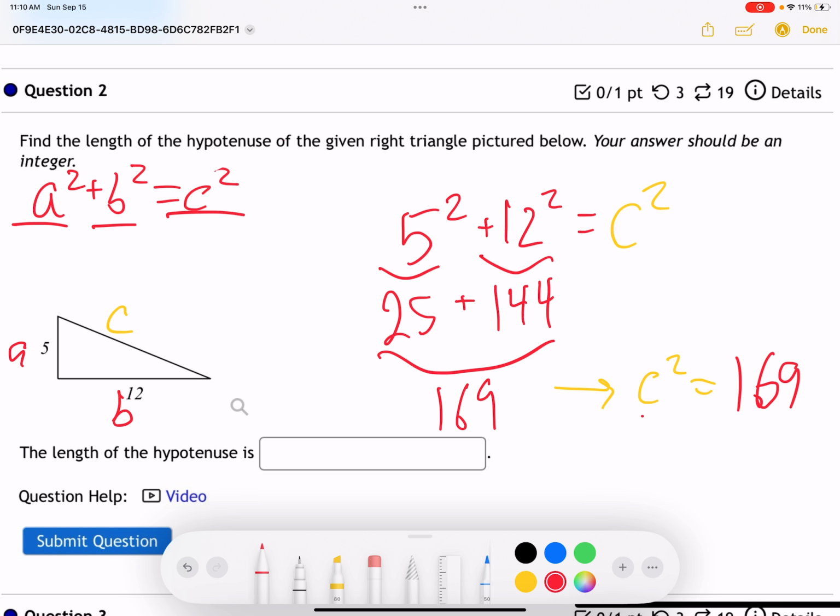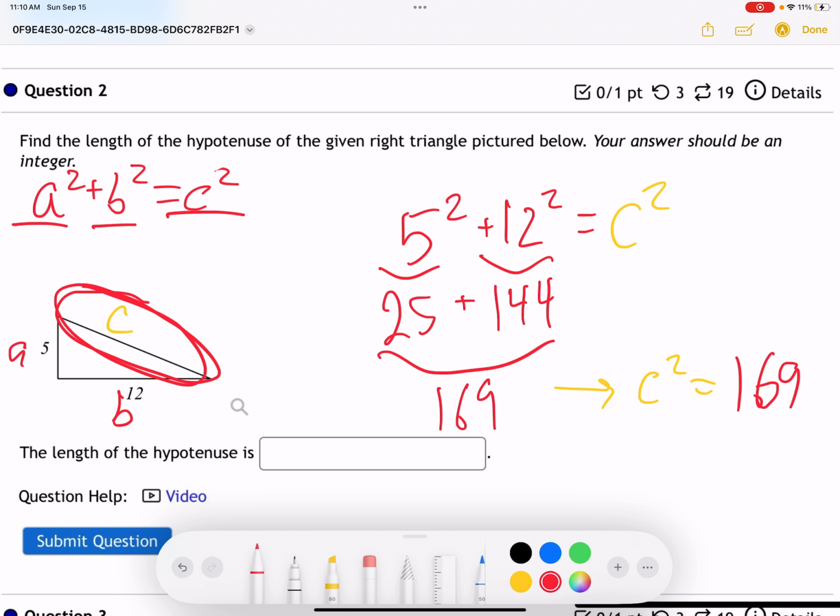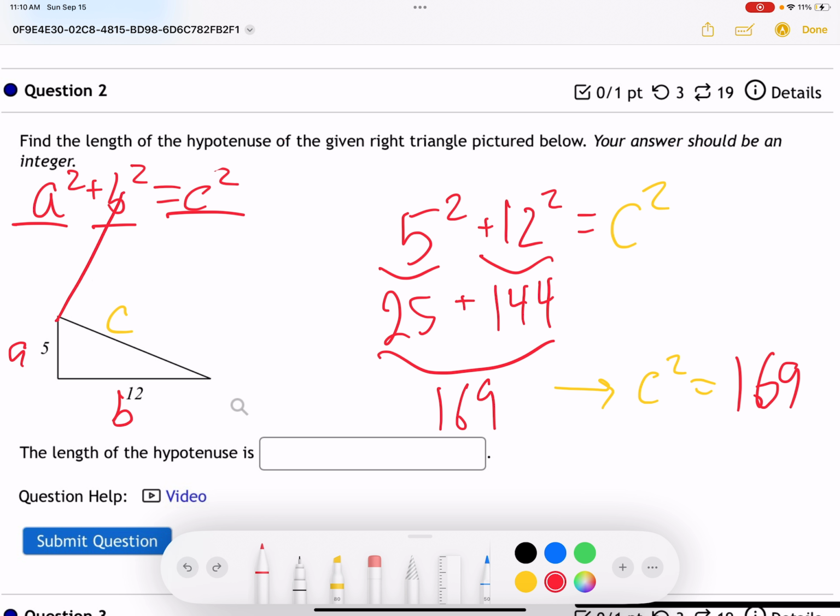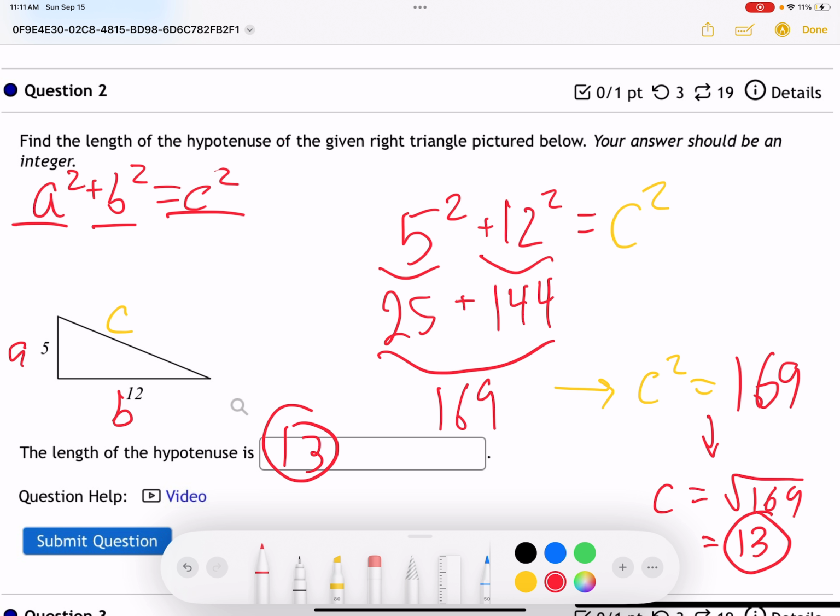In order to figure out what c by itself is, this is c squared, it's not c. Clearly this length is not 169, that's referring to the c squared, the area of a square, 169. Well, how do we find out what c is? We simply square root both sides, because square rooting is the inverse of squaring, so c is the square root of 169, which happens to be 13. So the length of the hypotenuse here is 13.